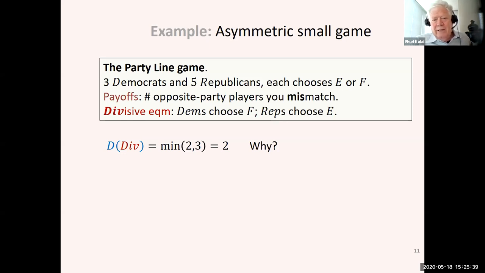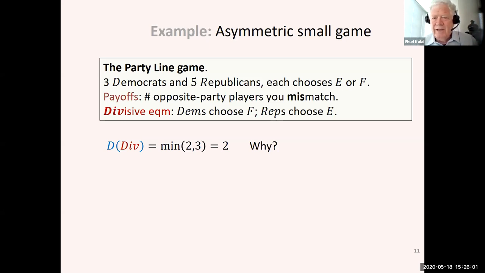Here is a very natural equilibrium. I'll call it the divisive equilibrium. It's an equilibrium we see now in the US. All the Democrats choose French and all of the Republicans choose English. Now everybody is doing their best. It's actually Pareto efficient. So this is a divisive equilibrium.